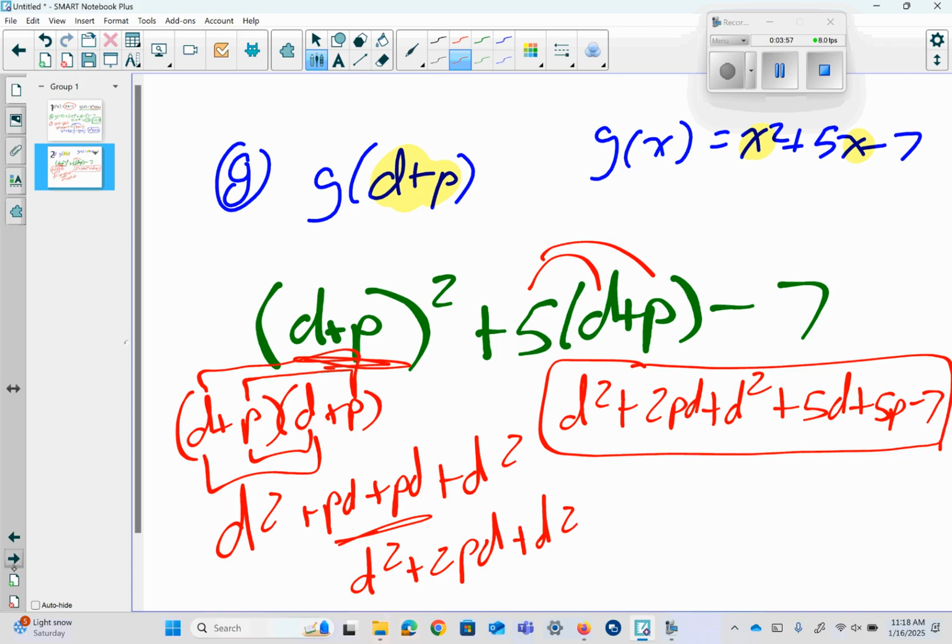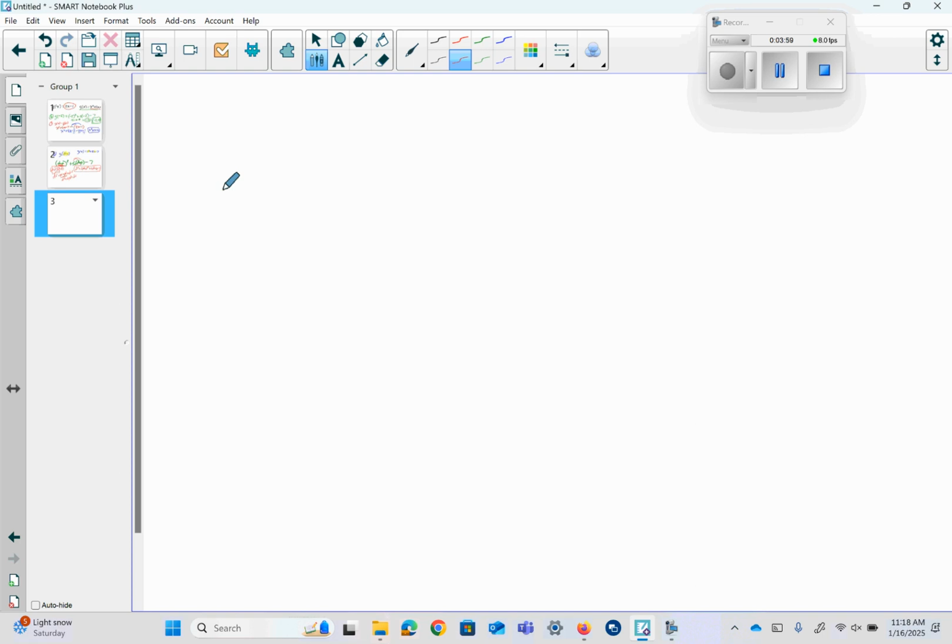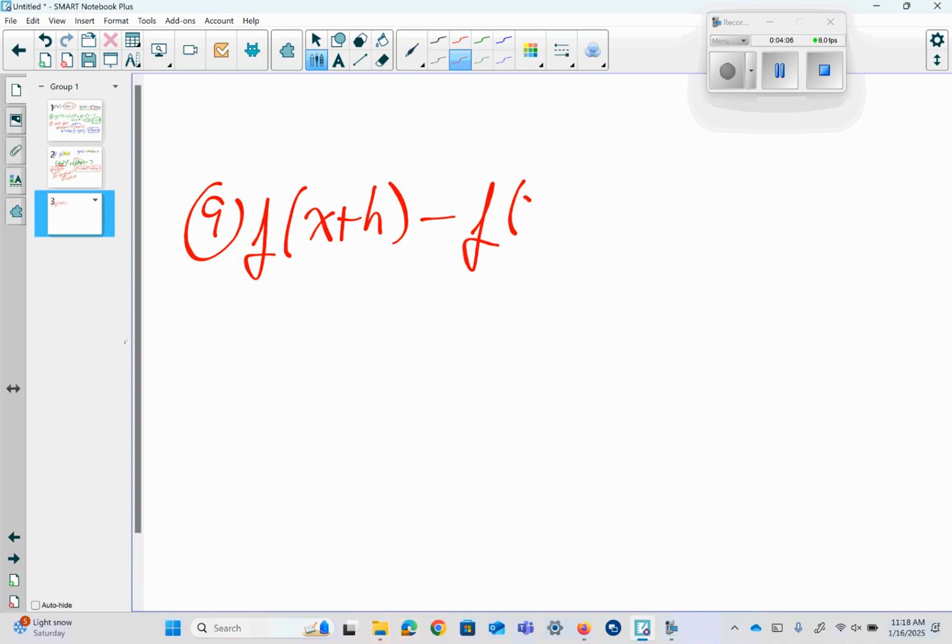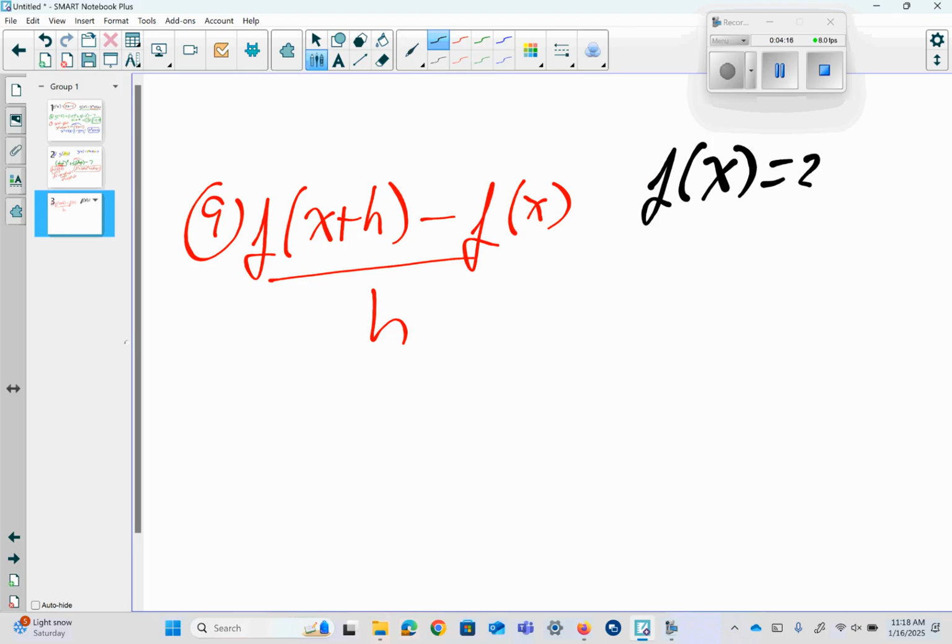All right. Number 9. This is where we want to replace a few things. f at x plus h minus f at x over h. So my equation was f at x equals 3x minus 1. So what I'm going to do is I need to replace this here, and then I need to subtract that equation, then divide by h.